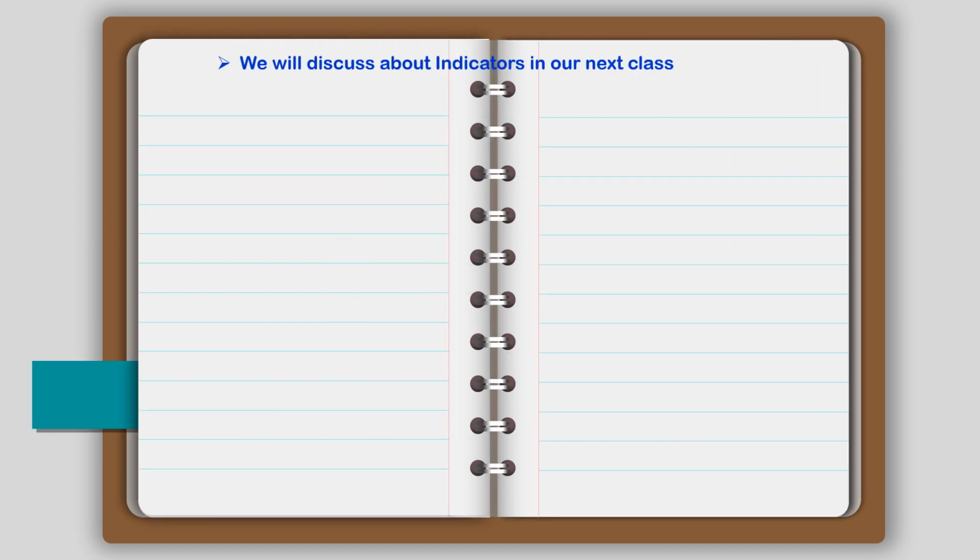So in our next class, we will discuss indicators: how we can test the presence of acids or bases, how these indicators are made, and what the different types of indicators are. So in our next class, we will discuss various types of indicators. Thank you.